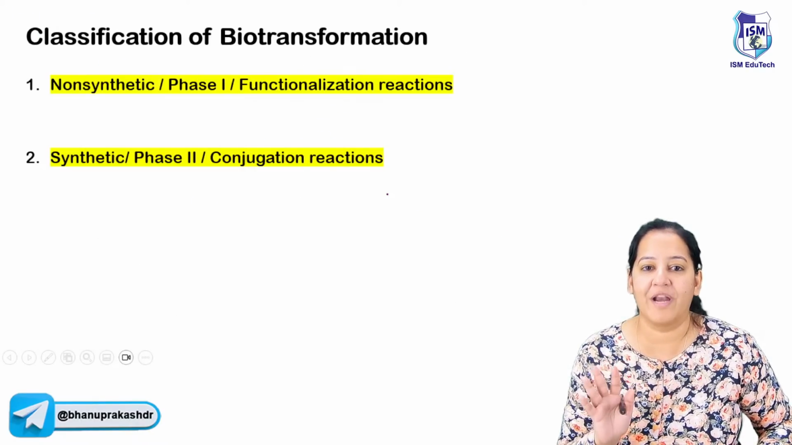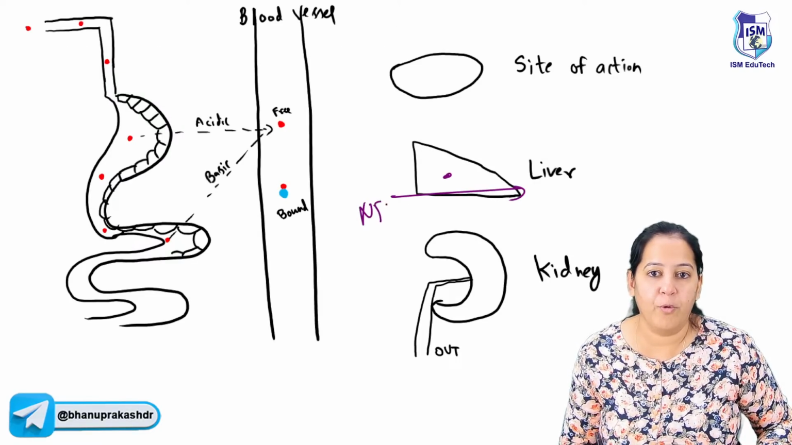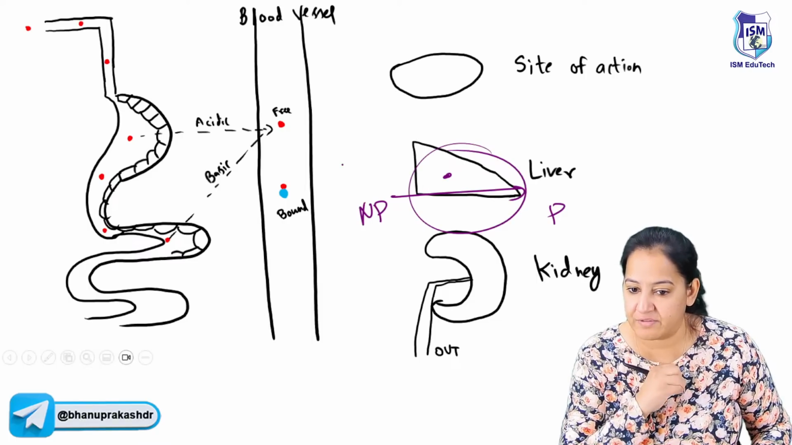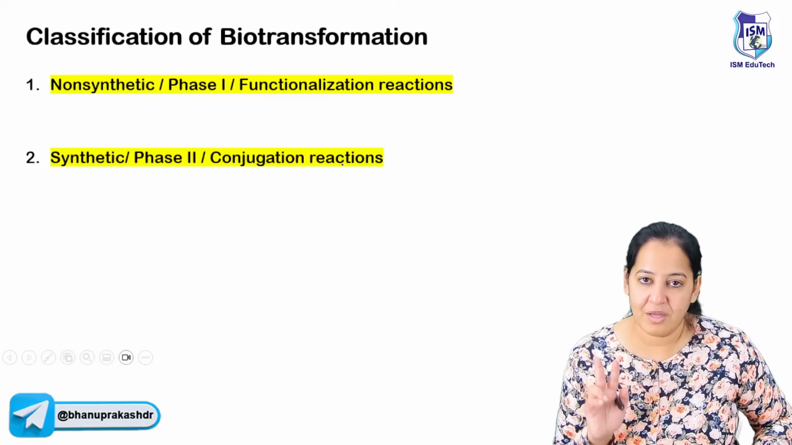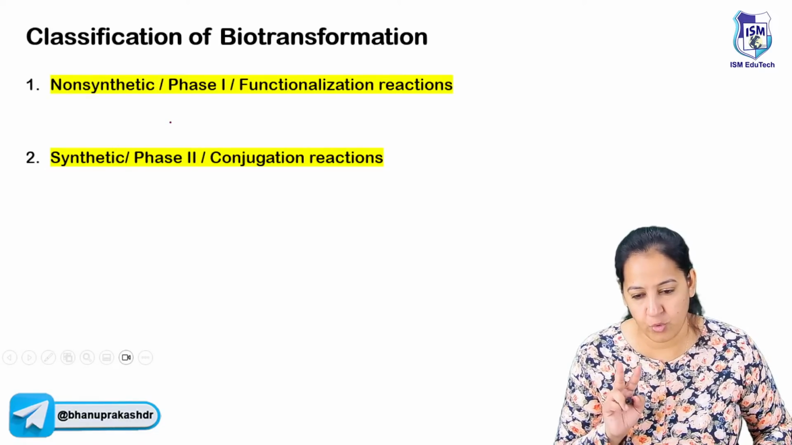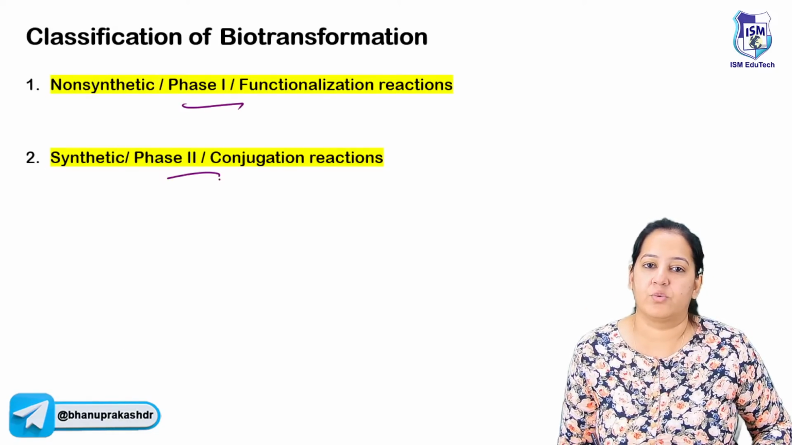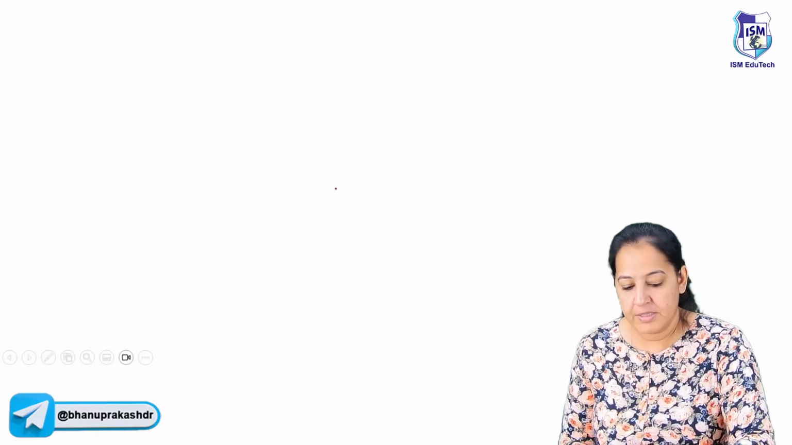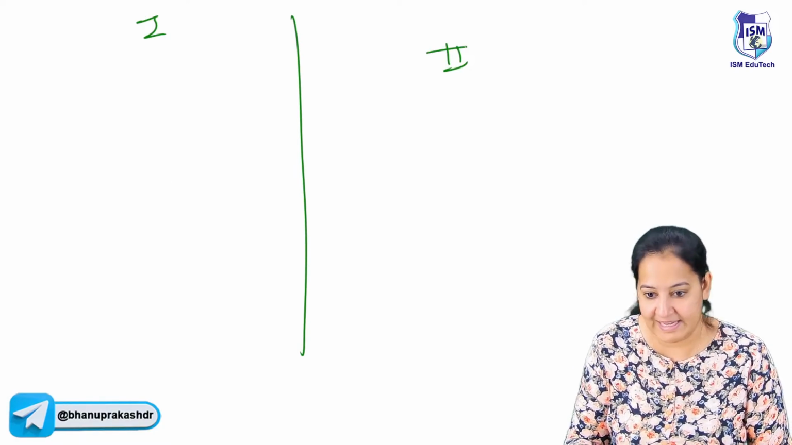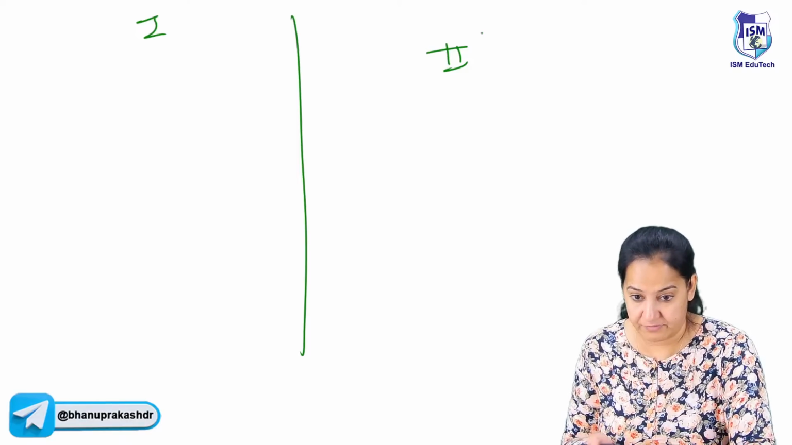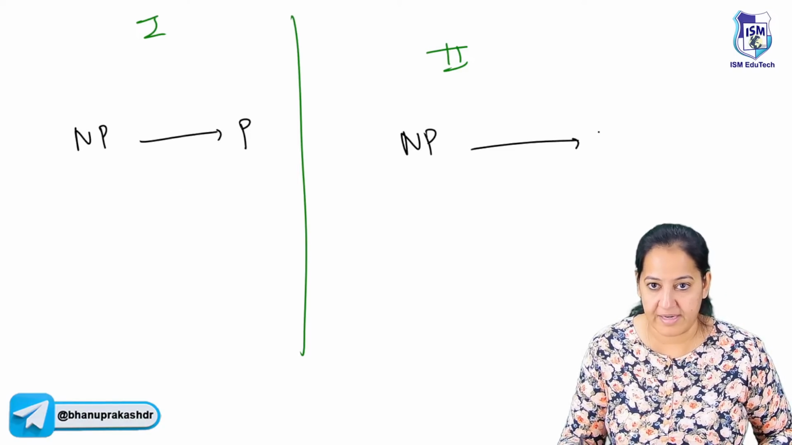So let me elaborate on metabolism. Inside the hepatocyte of the liver, how does a non-polar drug get converted to polar? What is the mechanism? There are two types of metabolism, phase 1 and phase 2. Both are taking place in the liver, inside the hepatocyte. In both, a non-polar drug gets converted into a polar drug.